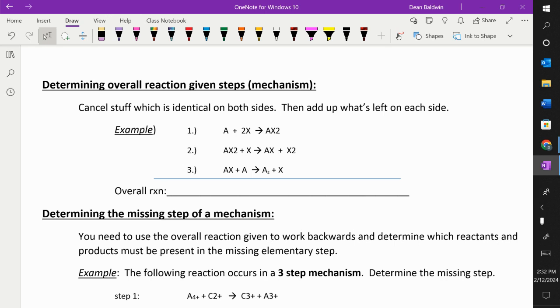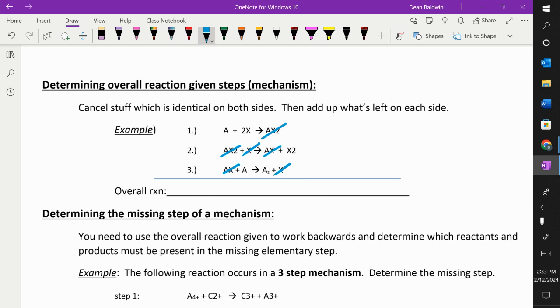It's like math, people. Look at the look on your face right now. So you cancel. If they're on opposite sides of the reaction arrow, they cancel. So that cancels that. This cancels this. Anything else that will cancel? This X will cancel that X. A and A? Nope, those are on the same side, right? They're on this side of the arrow.